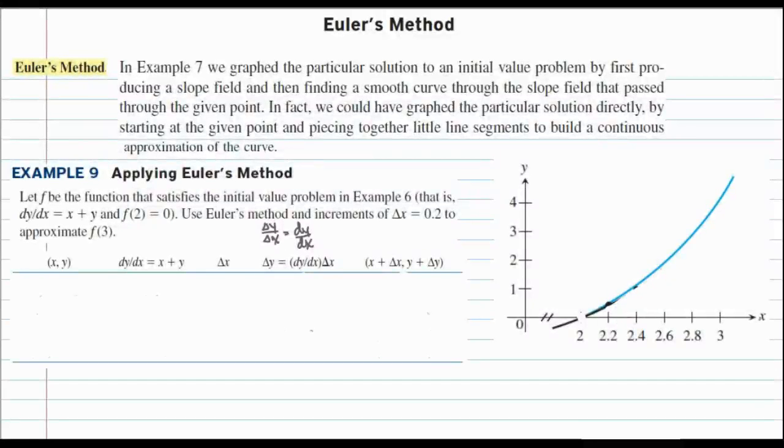This is the screencast for section 6.1, example 9, Euler's method. In example 7, we graphed the particular solution to an initial value problem by first producing the slope field and then finding a smooth curve through the slope field that passed through the given point.